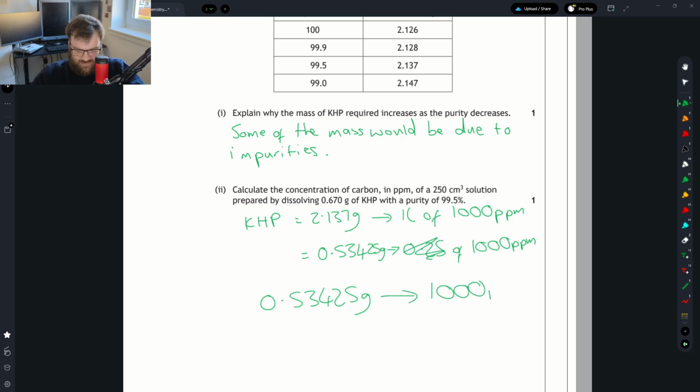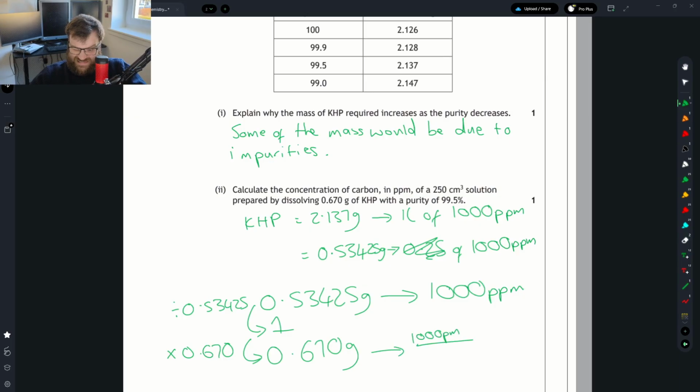That would have a value of 100,000 ppm. And we've got 0.670 grams. Go through 1, because you can just divide by the first number to get down to 1, and then times by the second number, which gives 0.670, and do the same to the ppm on the other side. It should be a bigger number.